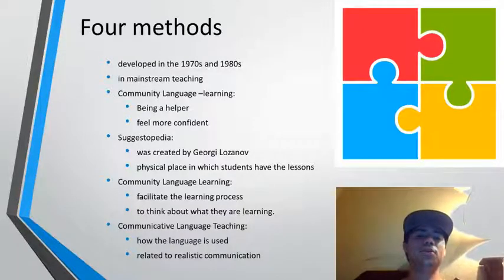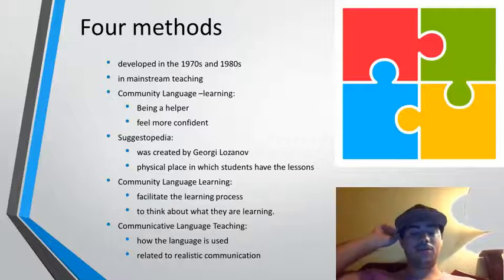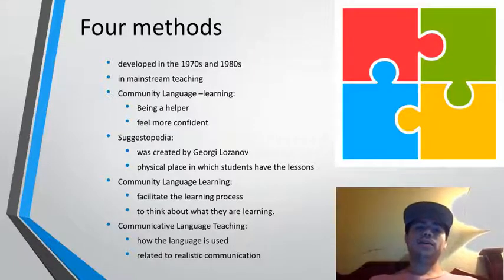Then we have the community language learning, and basically this concept tries to remind that the role of the teachers in classrooms is to facilitate the learning process and help students with what they want to say or do. This also helps students to think about what they are learning. So yeah, that would be the community language learning. And then finally, we have the communicative language teaching.